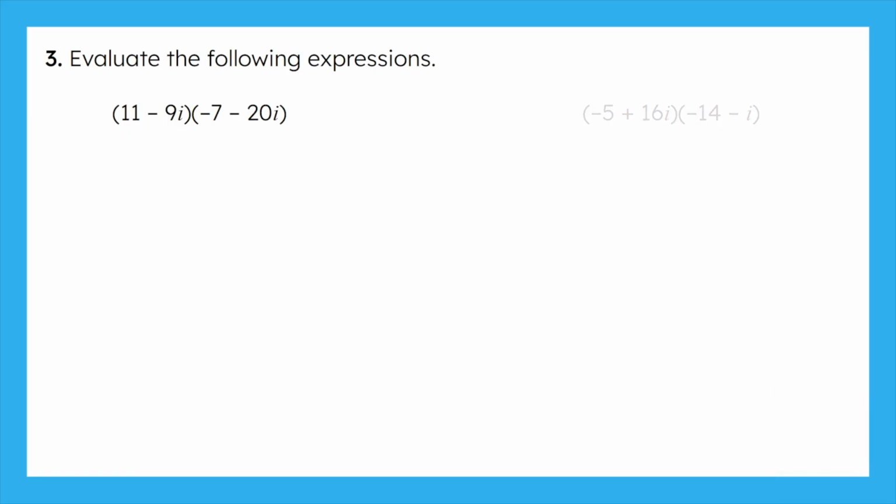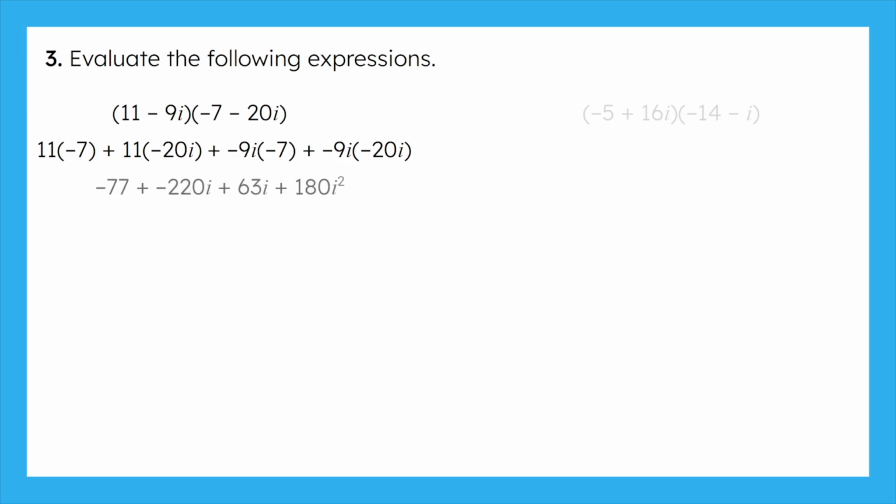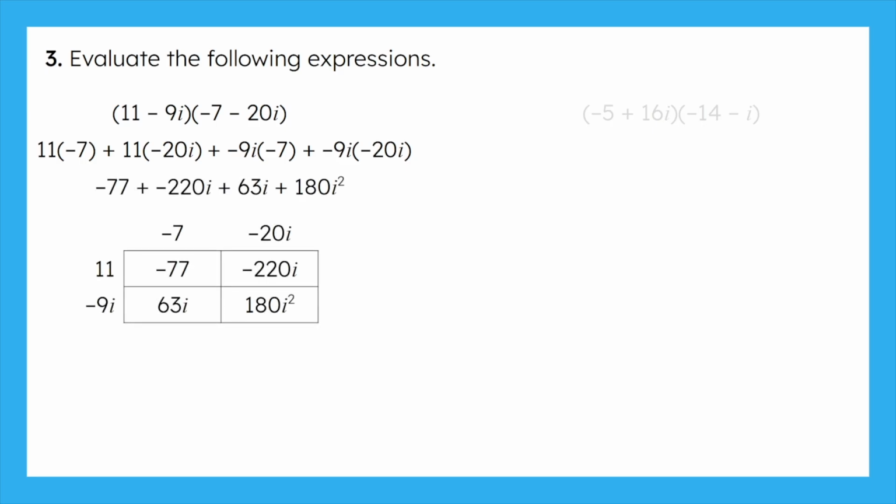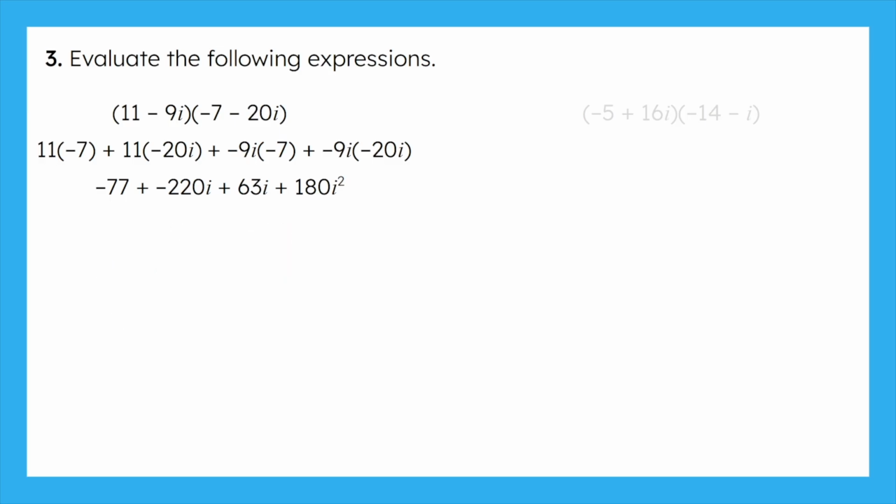Welcome back. How'd you do? For this first problem, we first distribute the positive 11 to the negative 7 and negative 20i, and then distribute the negative i to the negative 7 and negative 20i. This will evaluate into this expression, and if you used an area model, the result would be the same. Our next step is combining like terms.